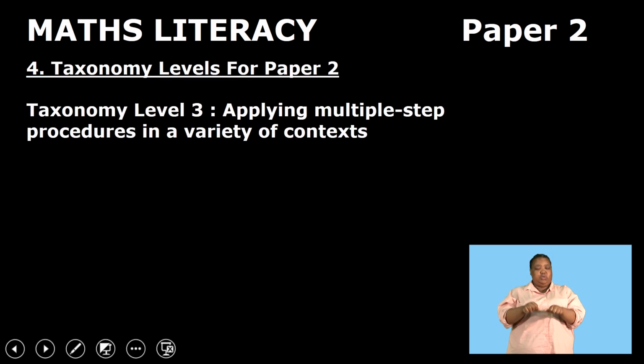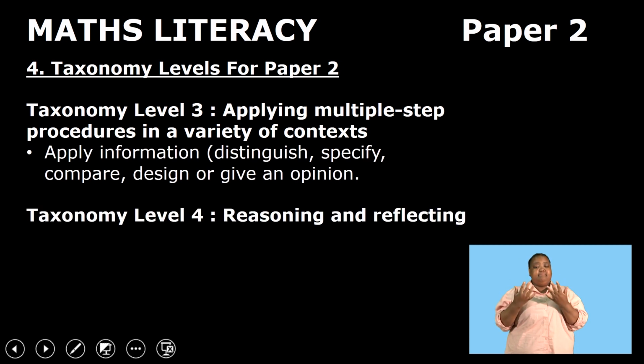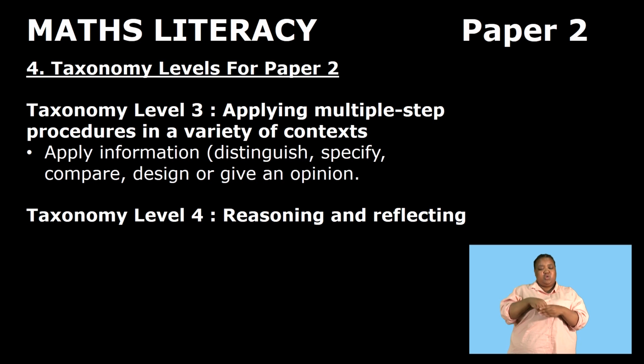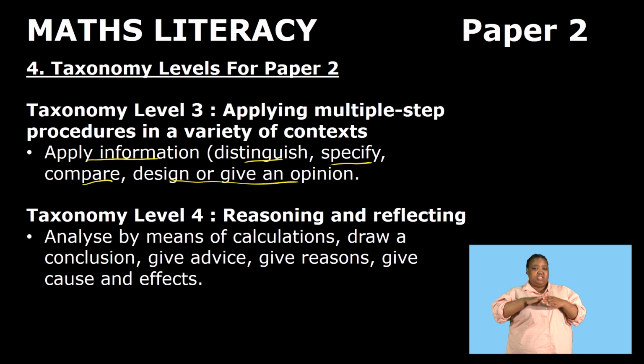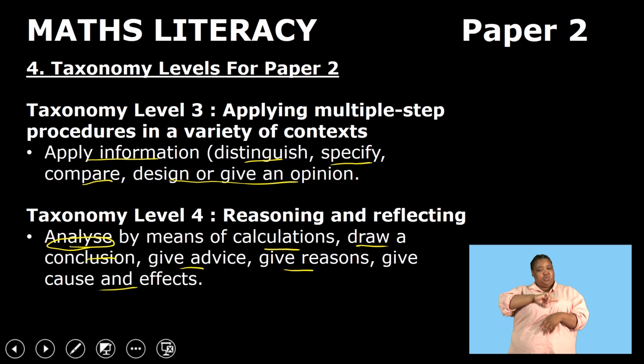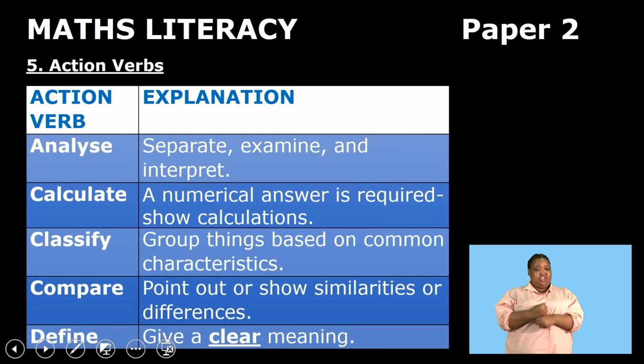With level 3, applying multiple step procedures in a variety of contexts, you'll have to apply the information given on the question paper, and you'll have to distinguish, specify, compare, design, or give an opinion of the given context. Moving on to level 4, reasoning and reflecting. In this question, you'll have to analyze by showing your calculations. You'll have to draw a conclusion, give advice, give a reason, and the cause or the effect on that given context. Now, let us look at the action verbs.